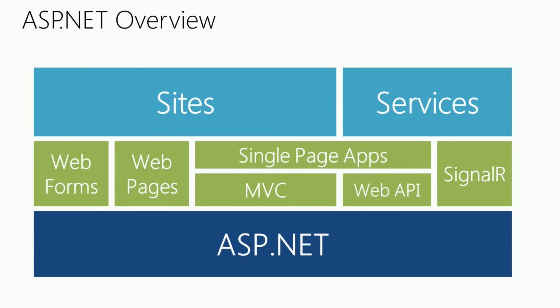If I talk about the ASP.NET framework overview, we have ASP.NET, and on top of that we have different types of presentation layers. We have Web Forms, Web Pages, MVC, Web API, and SignalR. They are all presentation layers; these are the application models or architectures through which we present ASP.NET. And on top of that, we build websites and we build services, right? Web Forms, Web Pages, and MVC help us build websites, and the others, like Web API or SignalR, help us build services using these technologies, right?